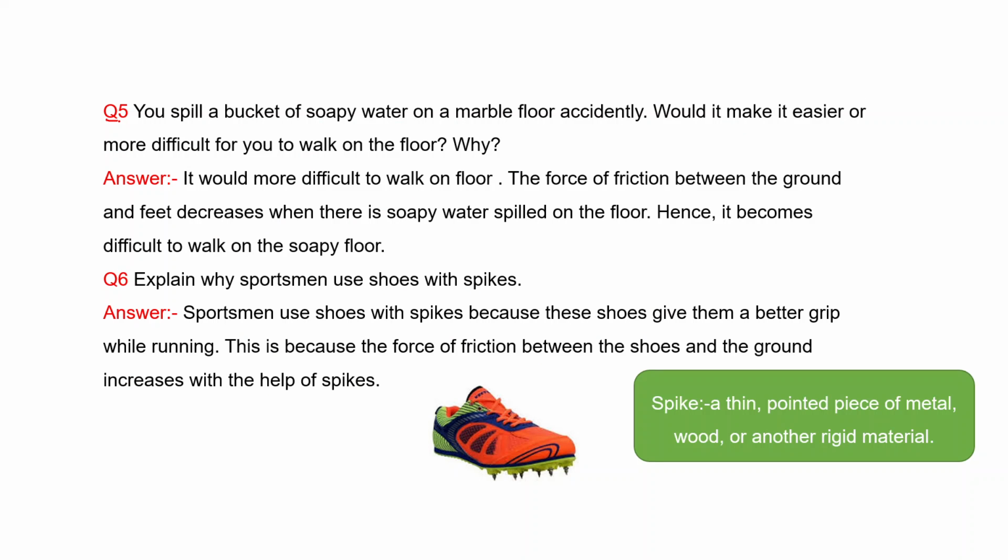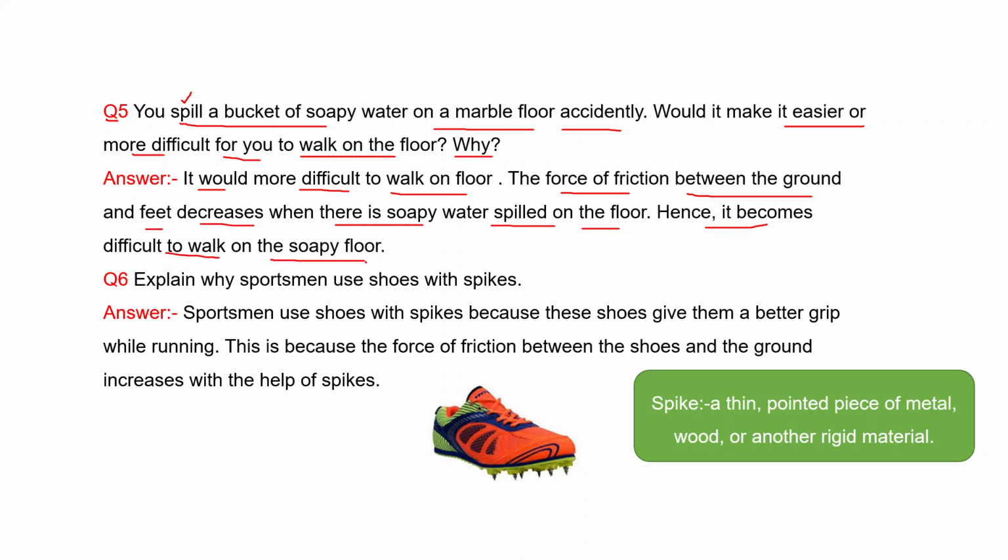Question number 5. You spill a bucket of soapy water. Spill means felana. You spill a bucket of soapy water on a marble floor accidentally. Would it make it easier or more difficult for you to walk on the floor? Why? Answer is, it would be more difficult to walk on the floor. The force of friction between the ground and feet decreases when there is soapy water spilled on the floor. Hence, it becomes difficult to walk on the soapy floor.